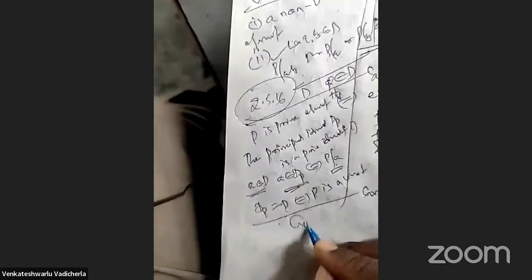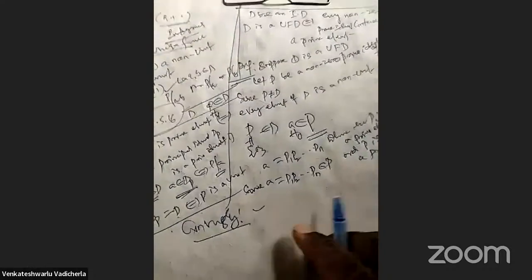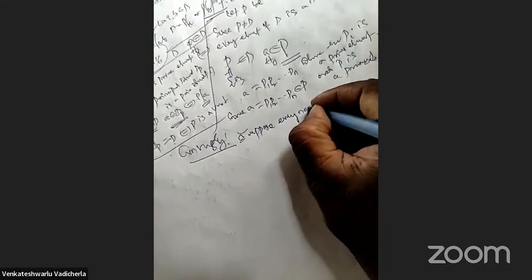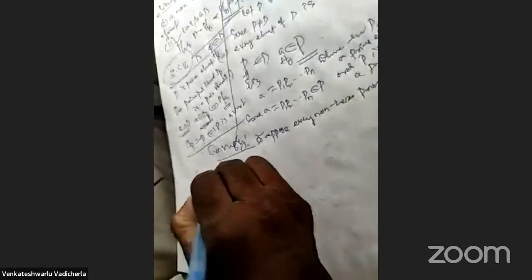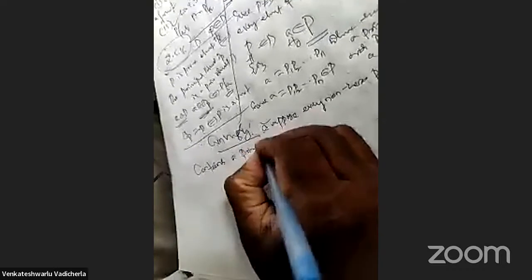Next is the converse. Conversely, suppose every non-zero prime ideal of D contains a prime element.